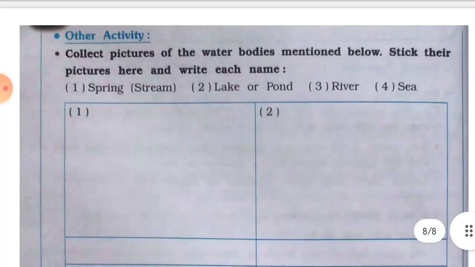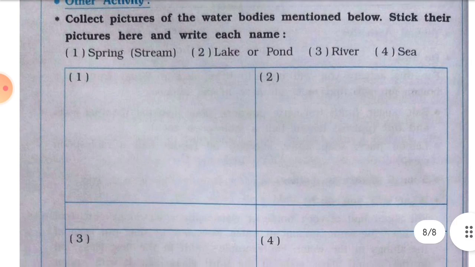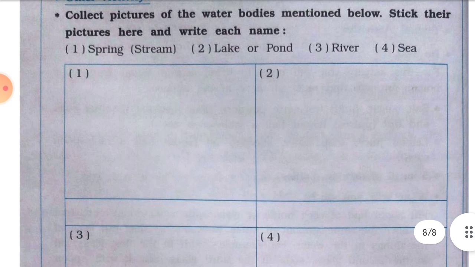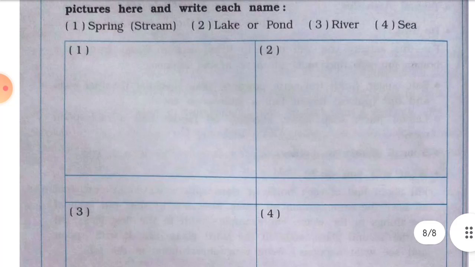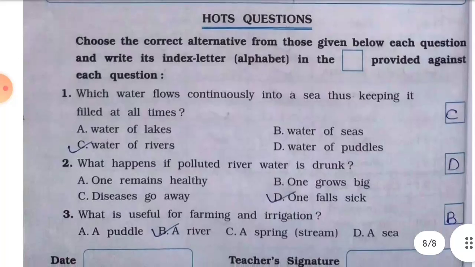Now last, there's one more activity. Collect pictures of water bodies mentioned below. Stick their pictures here and write each name. So here you have to collect pictures of stream, lake or pond, river and sea. Collect these pictures, you have to stick those pictures in these 4 boxes and you have to write their names also. Next we have HOTS questions.